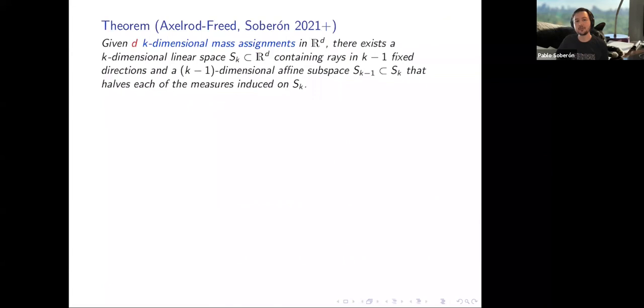So what we're able to do is the following. If I give you this many k-dimensional mass assignments in R^d, there's a k-dimensional linear space of R^d with k minus one fixed directions. So you only have one more direction to choose, so that in that one, you can split all the measures that you were given. This was conjectured by Schnider. He could prove it with d minus k plus two in the number of mass assignments. And we basically get it all the way up to d, confirming the conjecture he had. And the proof is, well, we use the Fairy Bread Sandwich with this permutation.